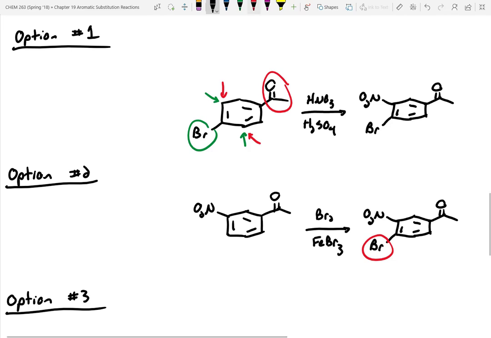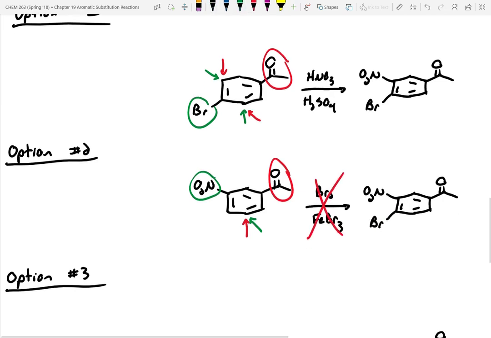All right, same thing. We can circle this and we can say, all right, that's a meta director. Only available meta position is right there. And then alternatively, we could say we've got a nitro group right here. That's going to be an ortho-para or meta director? Meta. So again, we can point to this carbon. Is this reaction going to work well? No, it won't give you the bromine at the correct carbon. So I would immediately go ahead and say, all right, we're going to rule that one out.